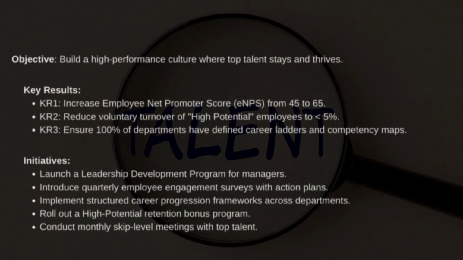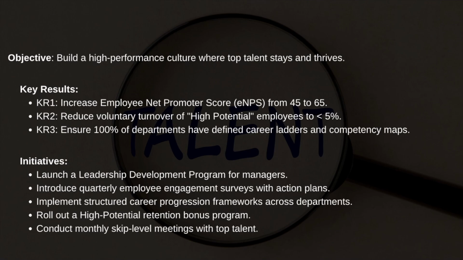Other example, if our objective is to build a high-performance culture where top talent stays and thrives, that's the big goal. The what? To know if we're succeeding, we set key results. We aim to increase our employee net promoter score from 45 to 65, reduce voluntary turnover of high-potential employees to less than 5%, and ensure every department has clear career ladders and competency maps. These numbers tell us if we're moving in the right direction.